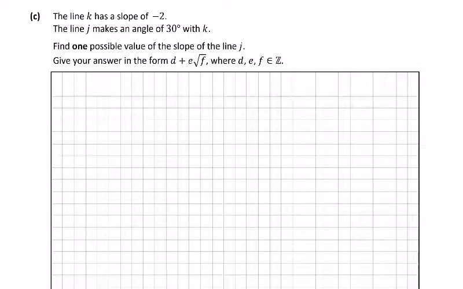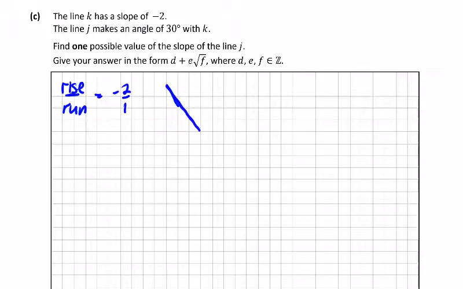Part C, we have a line K making a slope of minus 2. Let's do that. What that would be, the rise over the run. If we just do a sketch here, the rise over the run, it will be minus 2 over 1, or let's say 2 over 1. So a rise of 2 and a run of 1 would look something like this.